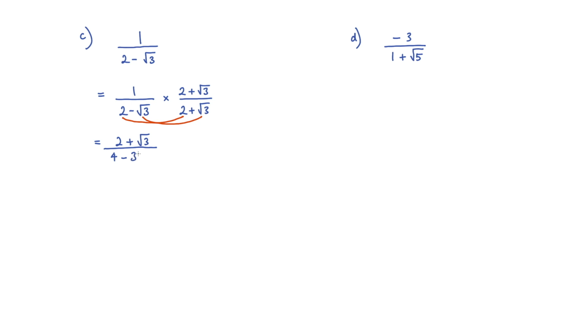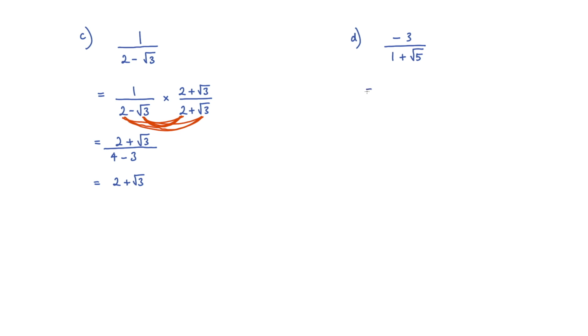Now the nice thing here, why we use this conjugate, is when I look at the 2 multiplied by the negative root 3 and the 2 multiplied by the positive root 3, they will cancel. So what I'm left with is 2 plus root 3, and 4 minus 3 is just 1, so I can leave my answer as 2 plus root 3.